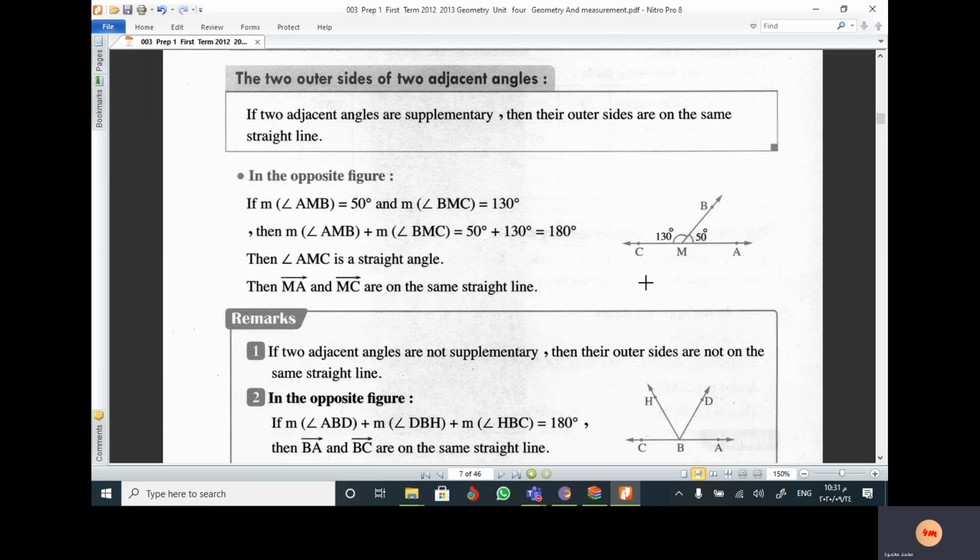The two outer sides of adjacent angles. If two adjacent angles are supplementary, their sum equals 180, then their outer sides are on the same straight line. We have two supplementary angles here, then MA and MC are on the same straight line, these outer sides.